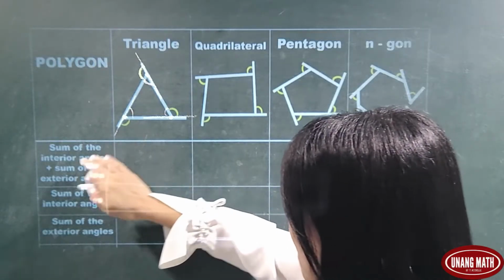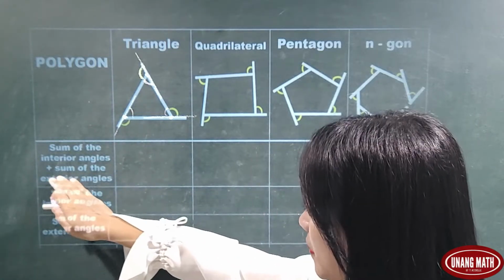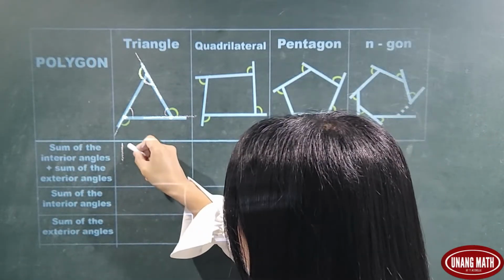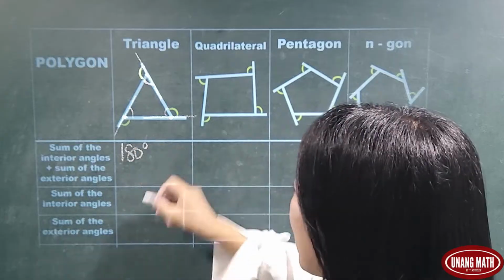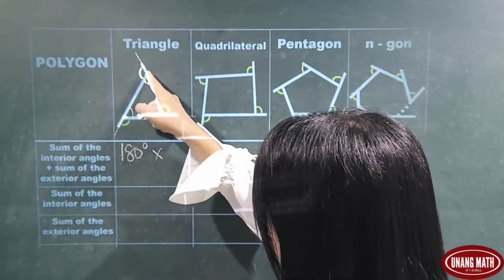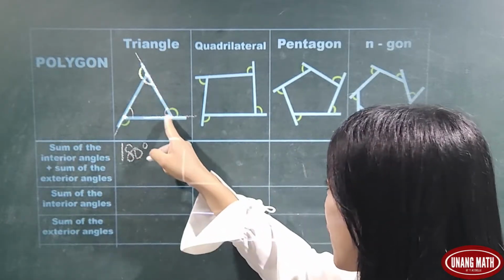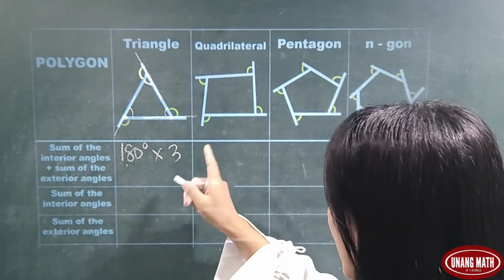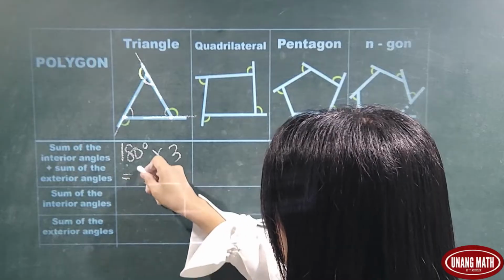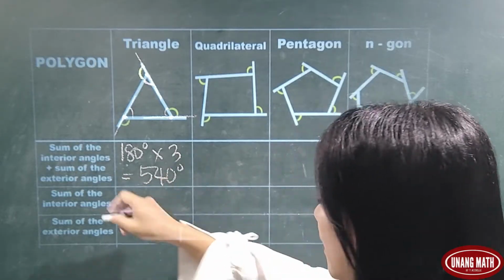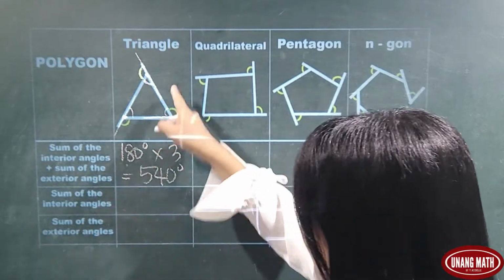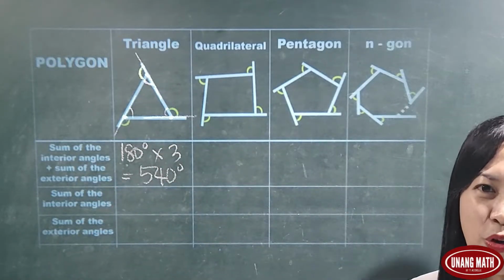So to find the sum of the interior angles plus the sum of the exterior angles, one straight angle is 180 degrees times how many straight angles? We have 3 straight angles. So 180 degrees times 3 is equal to 540 degrees. So the sum of the interior angles plus the sum of the exterior angles of a triangle is 540 degrees.